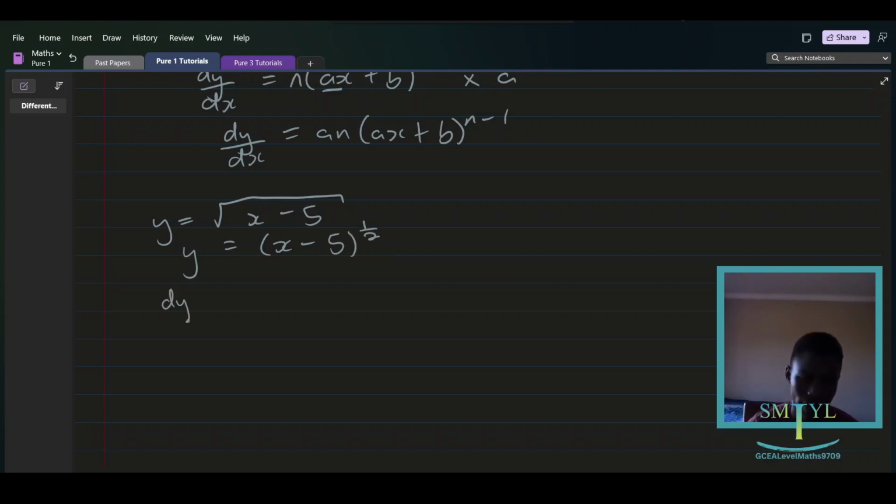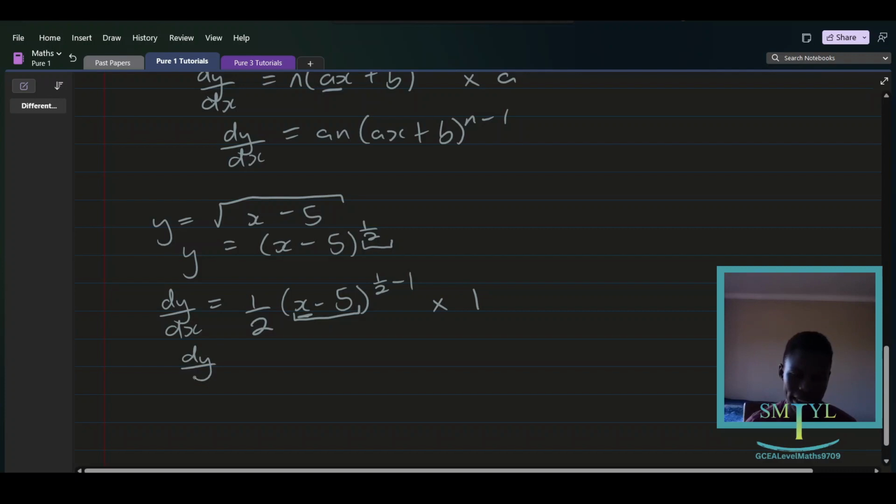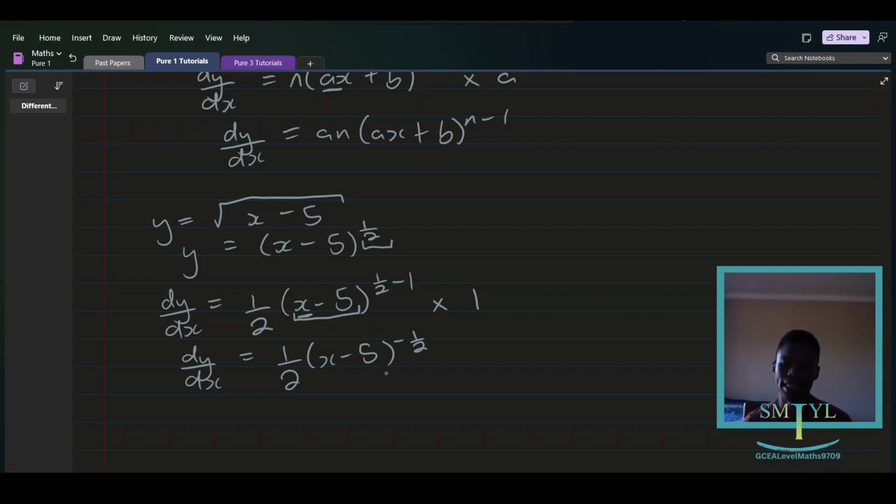So this means that dy/dx will be, we're going to drop our power half, so that's 1 over 2, (x minus 5), subtract 1 from the power half, half minus 1, and then differentiate what's inside the bracket. So we only have this x here, and if you differentiate x, you get 1, so that's times 1, and so dy/dx is equal to half (x minus 5) to the power negative half, and this would be your final answer.